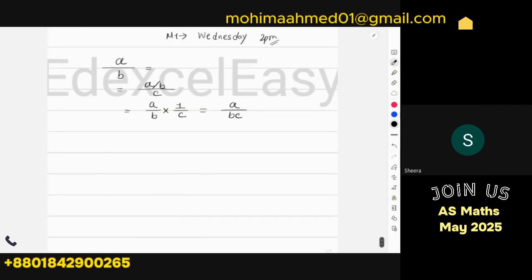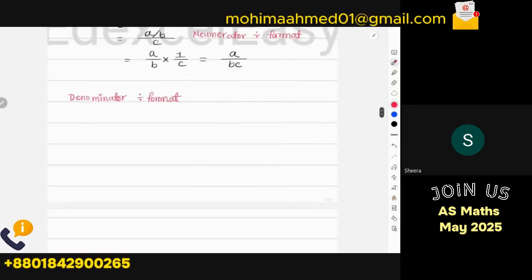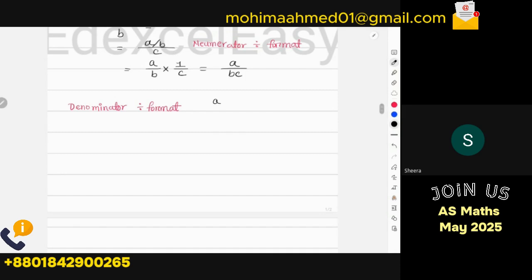But then again, what happens if your denominator was in the divided format? For example, now you have, wait, this is your numerator, divided format. Okay, this is your case 1. And then again, you can have denominator divided format. For this denominator divided format, this is going to be a divided by b by c. Okay, now you can see that now your numerator only has a and denominator has b over c.